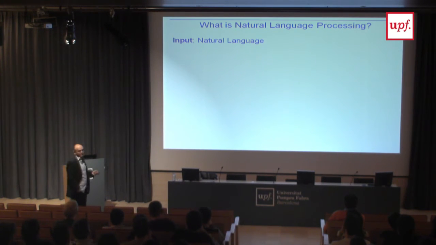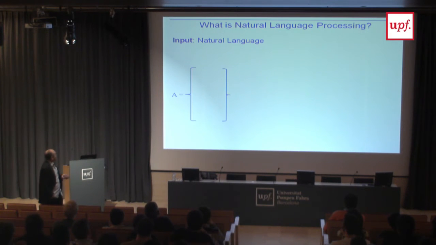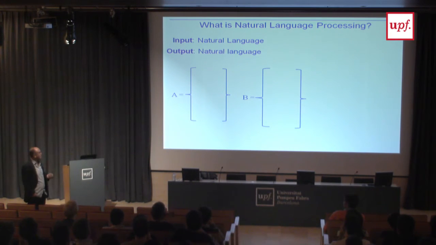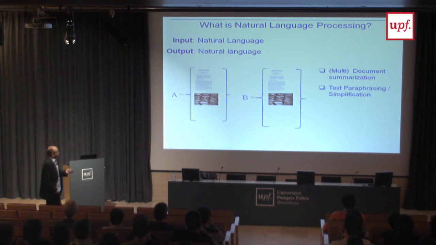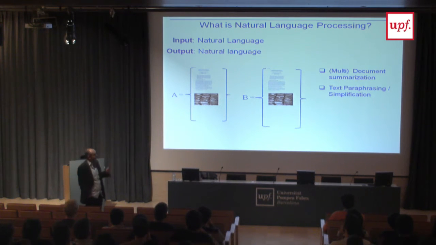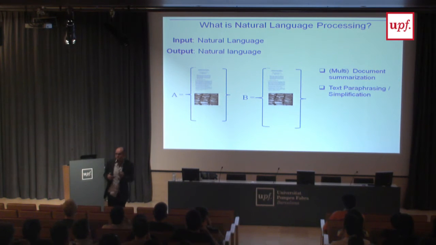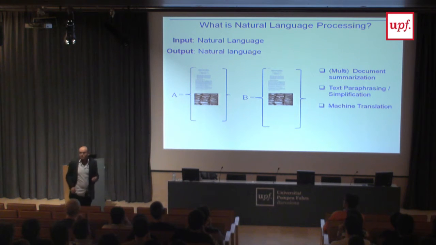If we have natural language as input and natural language as output as well, then what we are doing is document summarization or text summarization, which can be multiple document, if we look at those piles of texts. It can be paraphrasing or simplification of texts, and it can also be machine translation. So we get natural language and we put out natural language.